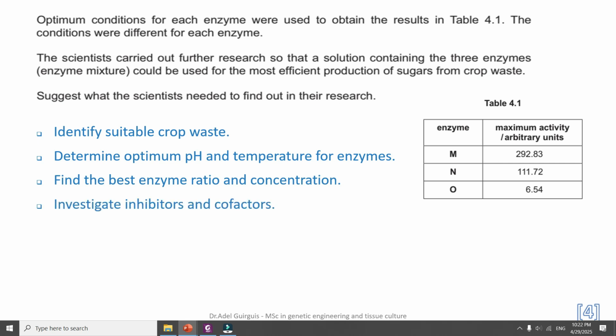Last step, investigate inhibitors and cofactors to avoid inhibition, to avoid lack or deficiency, or impairment, in production of sugar. We have to determine inhibitors, either competitive or non-competitive, and the cofactors needed to activate enzymes to create the best production of sugar. It's okay.